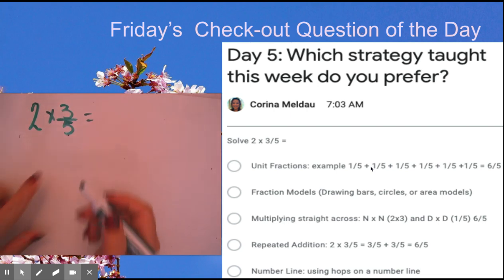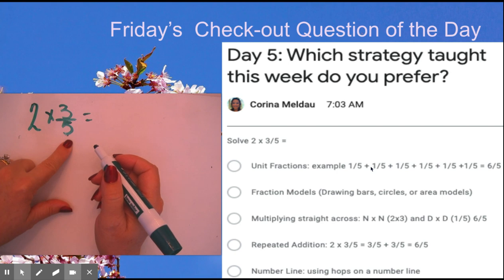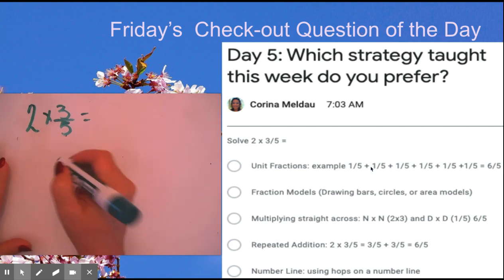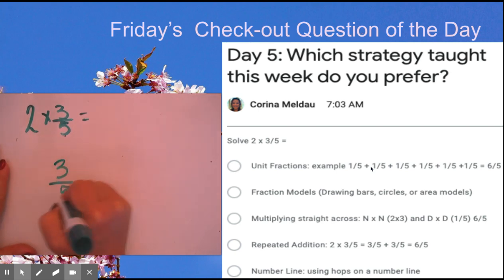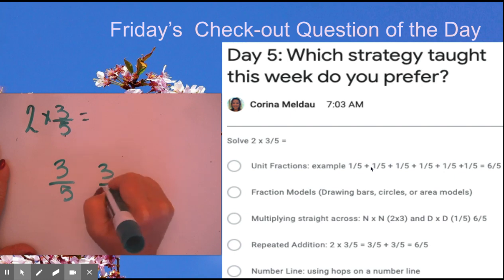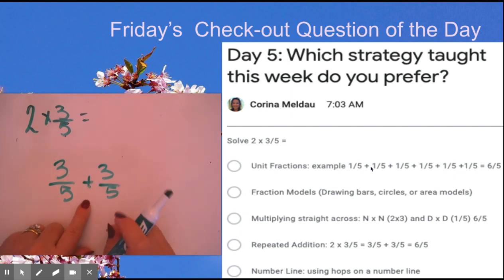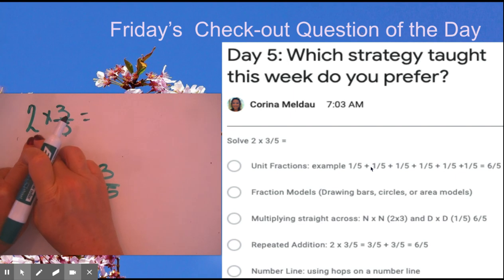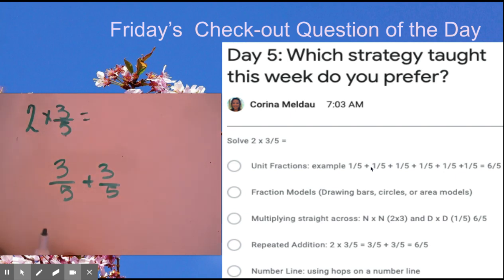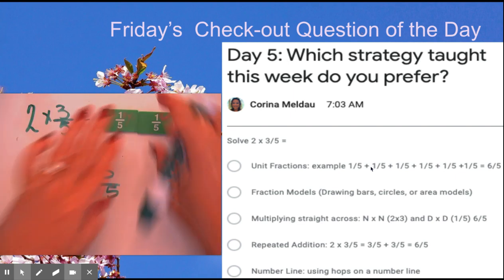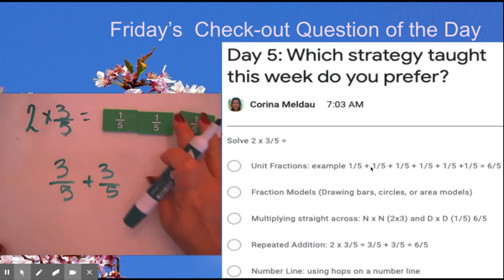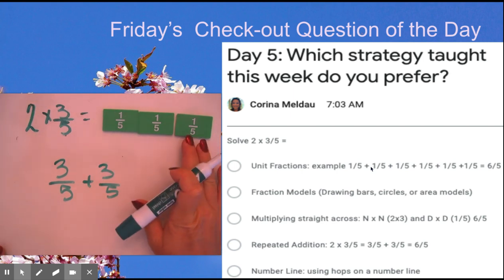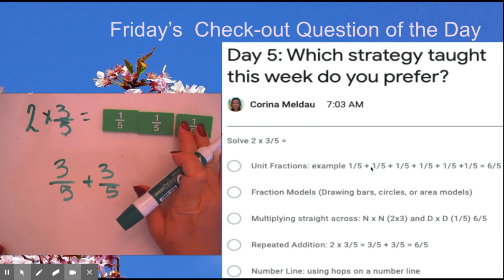Repeated addition means you're just going to take this and 2 times you're going to add it. So you have 3/5 and you have it 2 times. Now you're adding these together because you say you have a total of 2 of them of the 3/5. That's what this would look like. You have 3/5. By the way, this is in unit form.